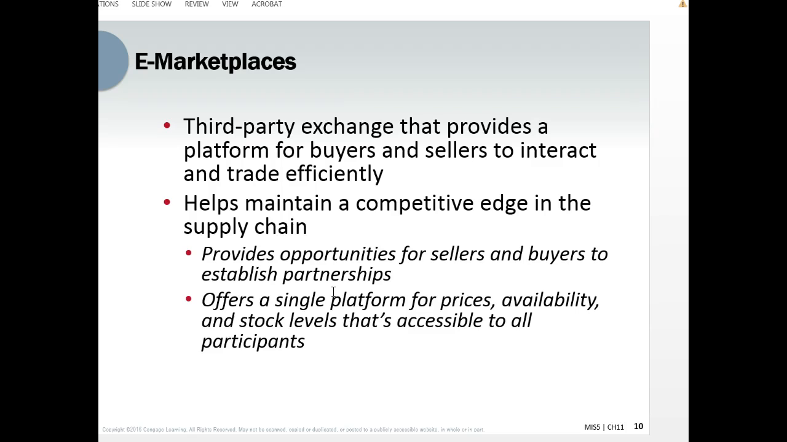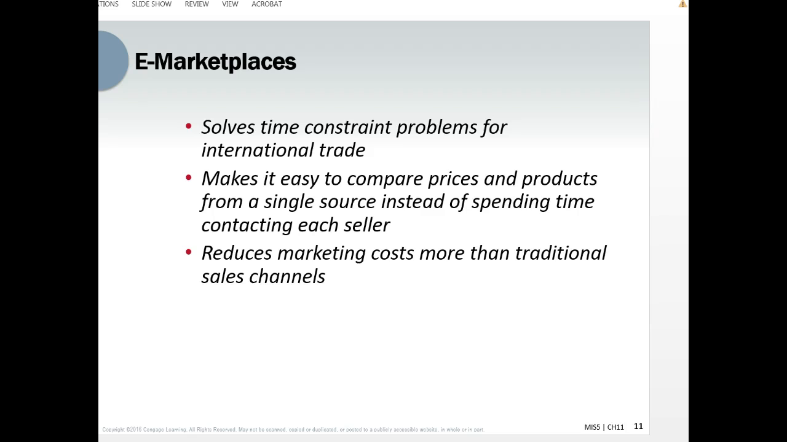How can it help? Basically, it can provide opportunities for sellers and buyers to establish partnerships. It can also provide a single platform for prices, availability, and stock levels that is accessible to all the participants. Also, it can solve time constraint problems for international trade, making it possible to conduct business around the clock, as well as making it easy to compare prices and products from a single source instead of spending a lot of time contacting each seller, and reducing marketing costs more than traditional sales channels.